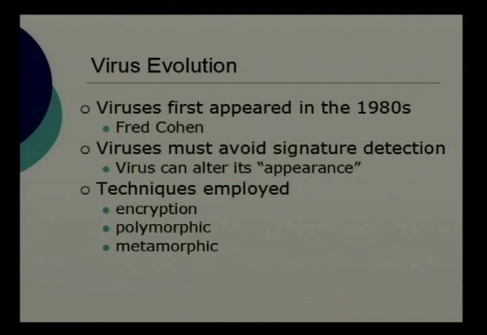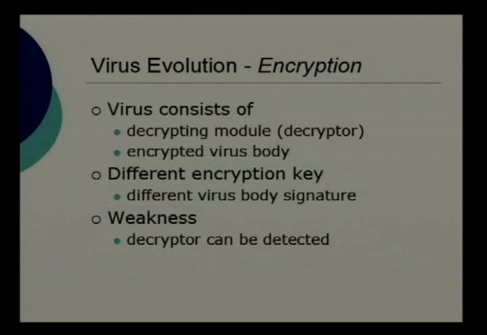The writers of these viruses and worms realize that too, so they're going to try to hide the signature. What can they do to hide the signature? Three different techniques have been used extensively: encryption, polymorphism, and metamorphism. These terms are not used consistently in the literature, so here's what we mean by them.